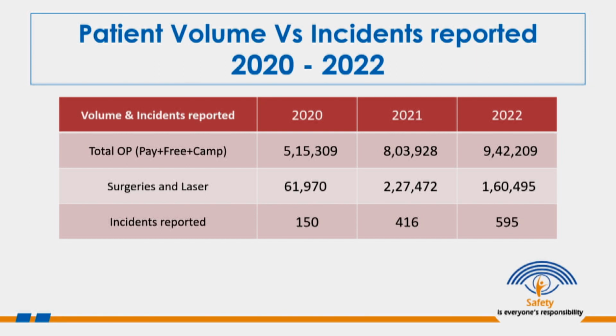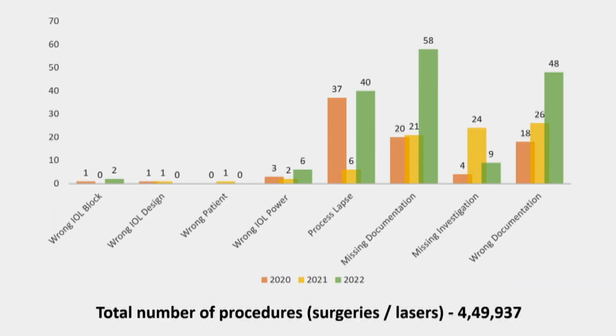And this is the volume over the last 3 years. This is the data for the Madurai hospital. I've just given the OPD data. Last year, in 2022, we saw about 942,000 patients, and we did about 160,000 procedures, and about 595 incidents were reported. Totally, there were 1,000 plus incidents reported, but they belong to different things.